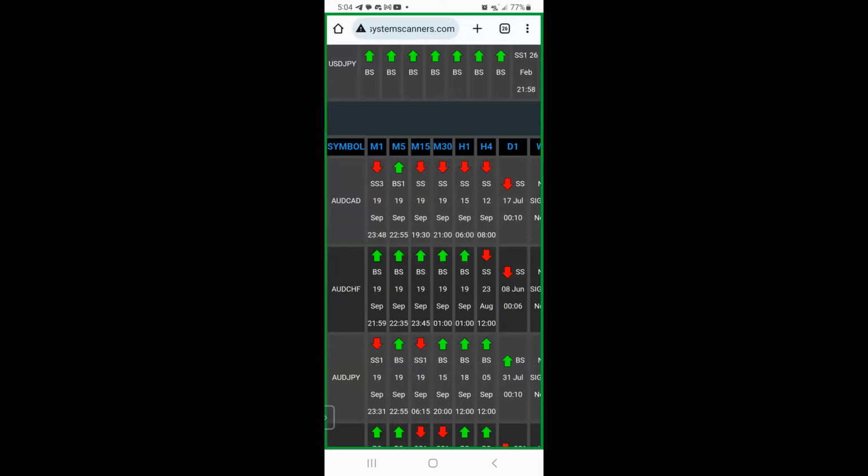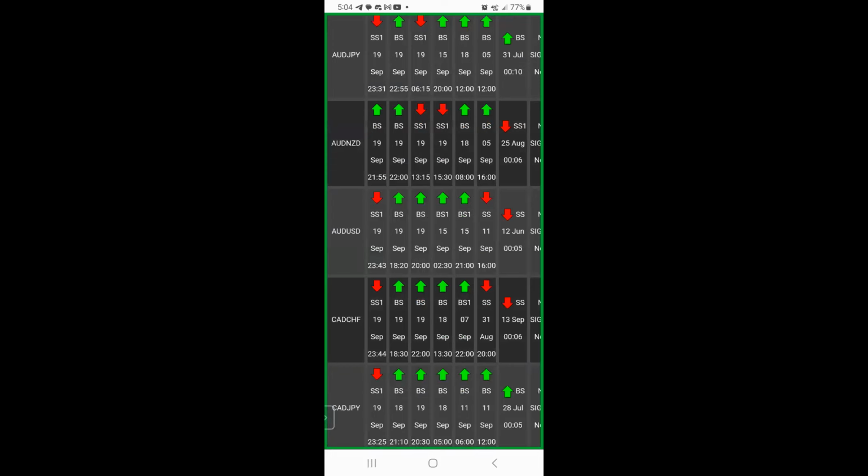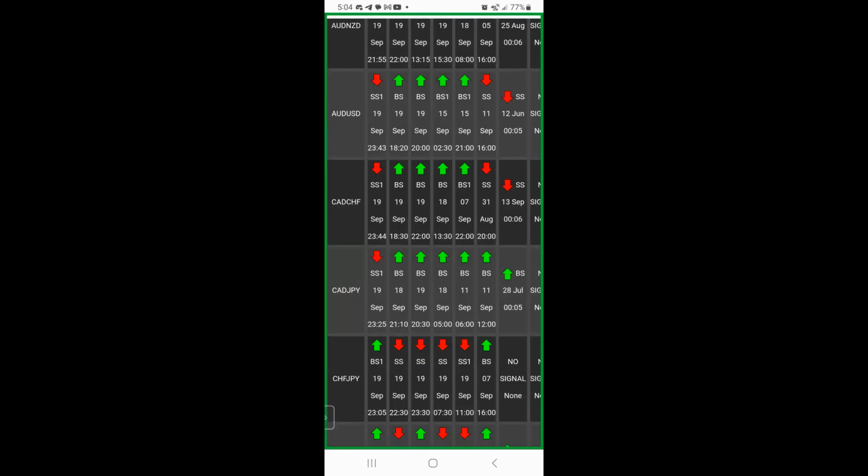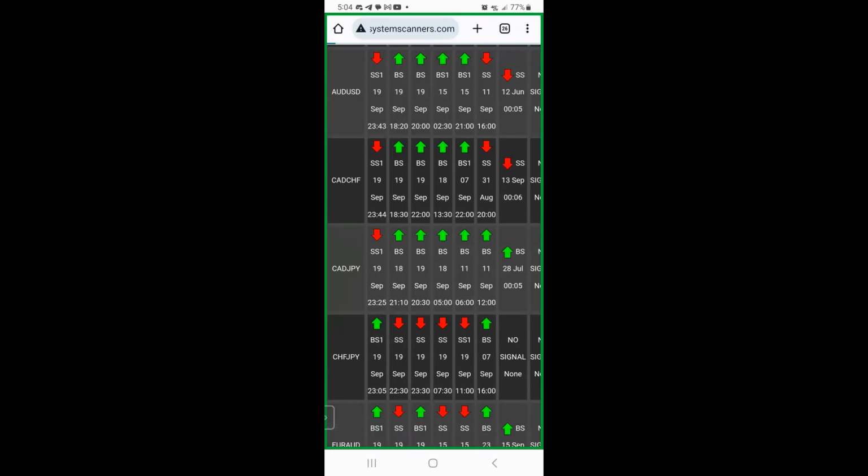Oh, SS, yes. Explain that again. SS3 means what? SS3 means the other time frames might not match. SS1 means there's confirmation on higher time frames. Okay, so SS3 means it's not. Don't bust your brain on it too much.